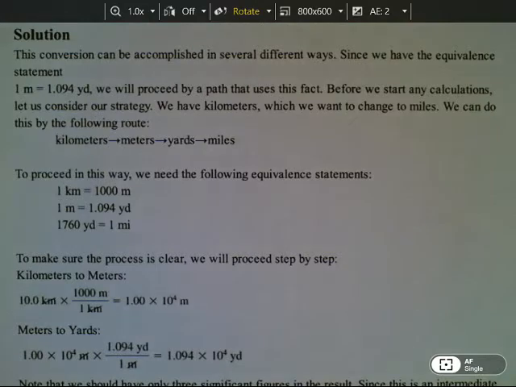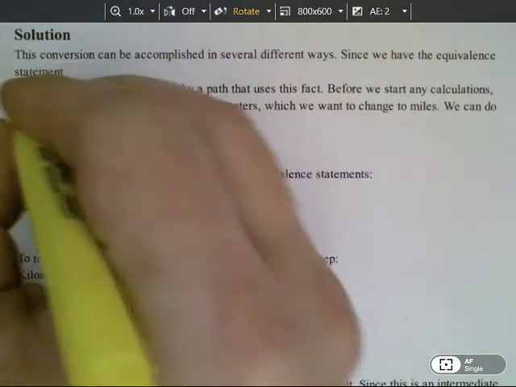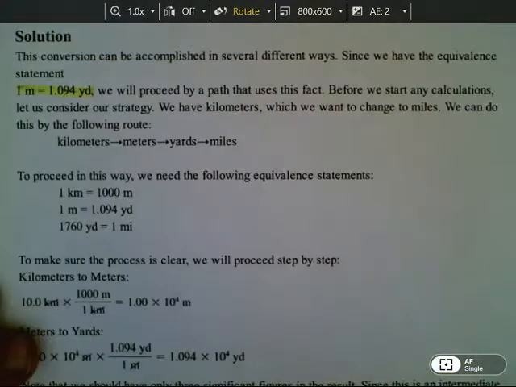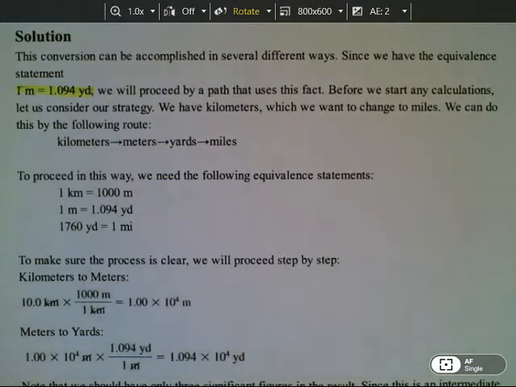This conversion can be accomplished in several different ways. Since we have the equivalent statement, 1 meter is equal to 1.094 yards. If you're wondering where you're supposed to get that, that's given to you by your textbook. We will proceed by a path that uses this fact. Okay, this is our statement of equality. This is going to be the basis for our conversion.